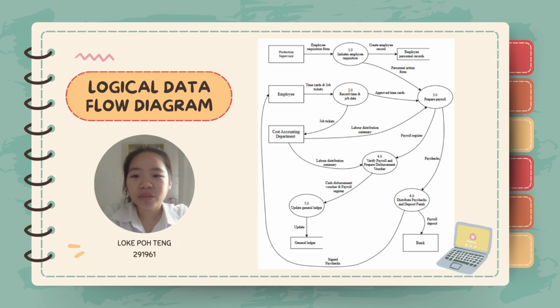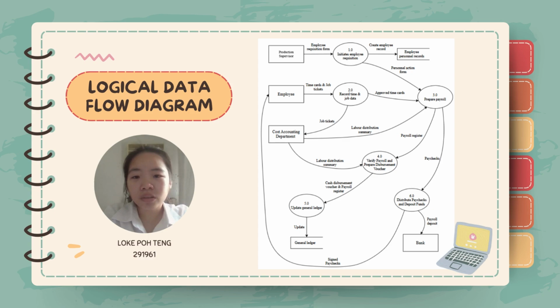Now I will continue with the DFD that breaks down the payroll system into its core processes. The workflow begins with process 1.0, where employee records are initiated based on requisitions from the production supervisor. Process 2.0 handles the collection and verification of time and job data from employees, with approved time cards moving forward and job tickets being sent to the cost accounting department.